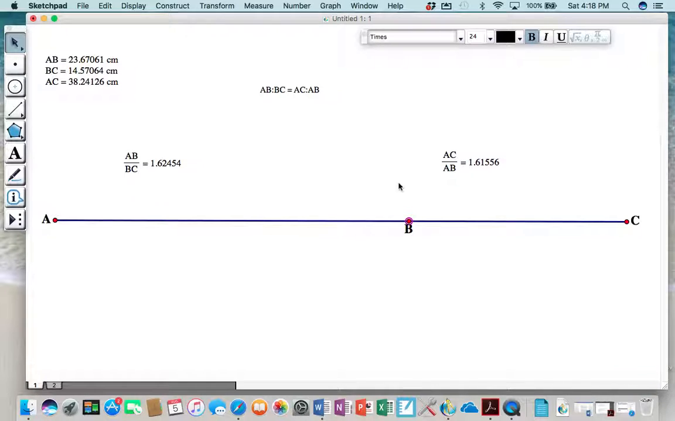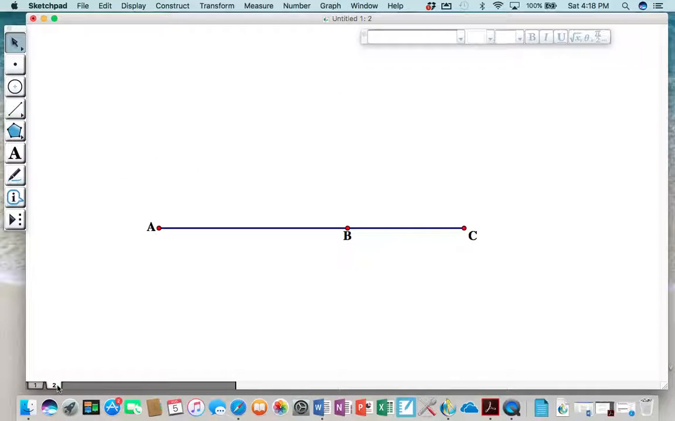So this tool is good. I like it, but it won't let me get the exact golden ratio here. I'm close. I'm off by less than a thousandth of a unit. So that's pretty good, but that's not exact. So let's take a look at what it might look like if it were exact. We go to the next page.